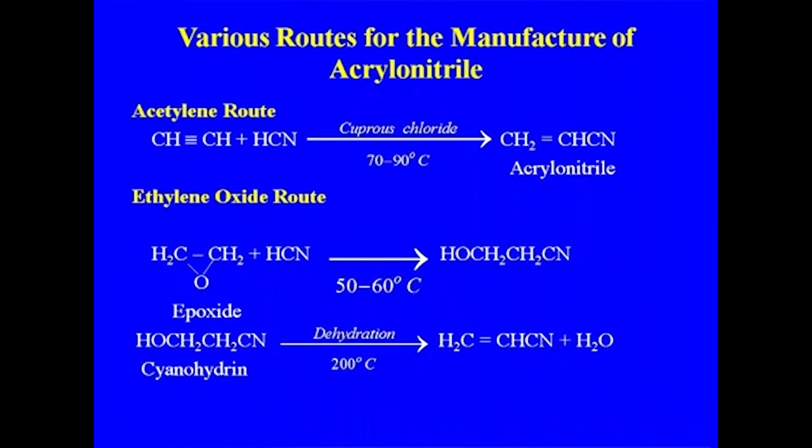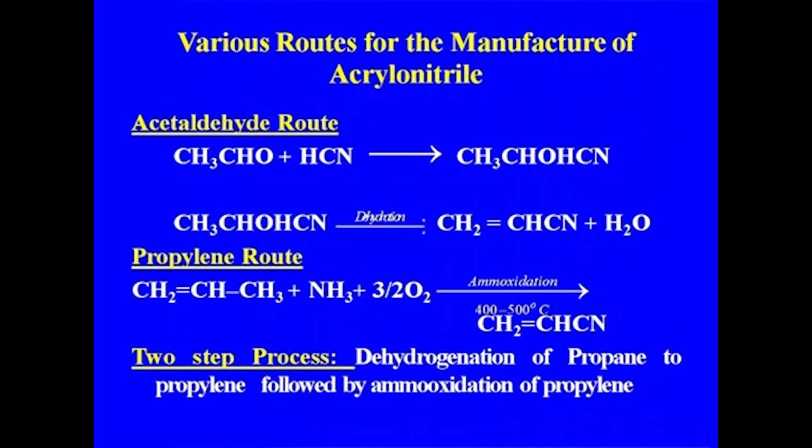If you see the acetylene route, hydrogen cyanide reacts with acetylene, and we get acrylonitrile. Earlier there was the ethylene oxide route, where ethylene oxide gives cyanohydrin, and then by dehydration acrylonitrile. These were other technologies used before the coming of the ammoxidation of propylene. Another process is the acetaldehyde route. Acetaldehyde, as you know, we make through the ethylene route, so that is also available.